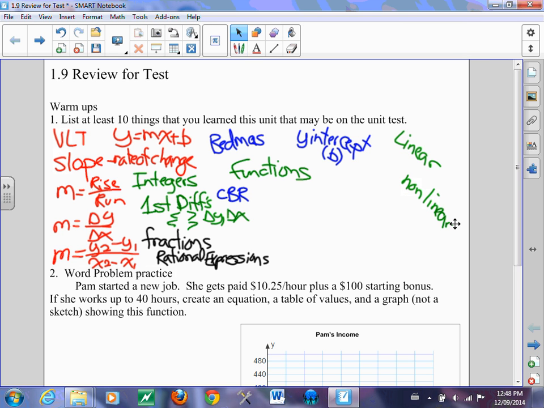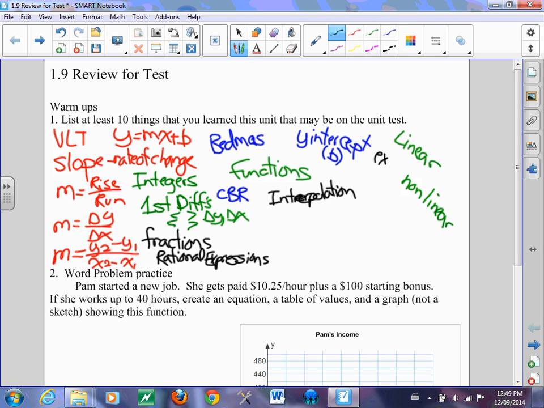Need some more black in here. Okay, we learned about interpolation. Interpolation, as well as extrapolation. We learned about line of best fit. Okay, what else did we learn about? Table of values.